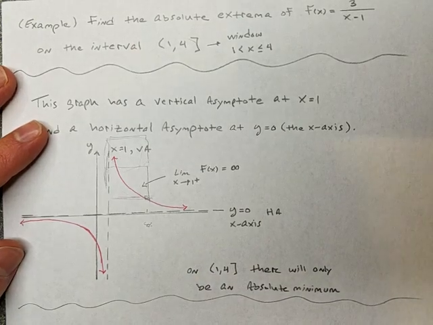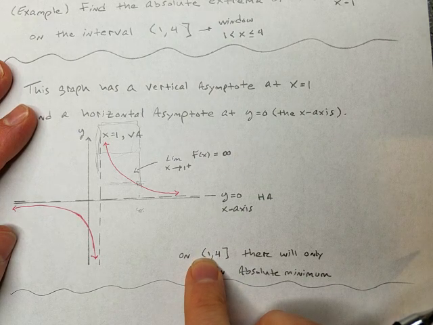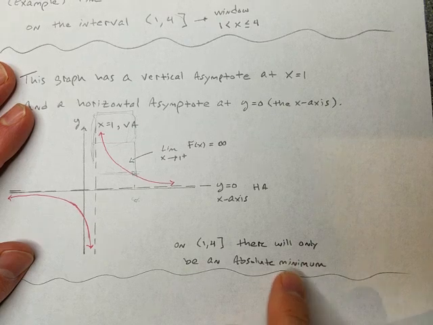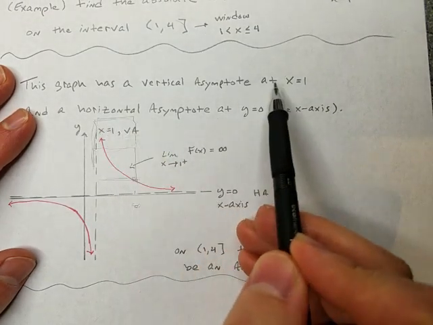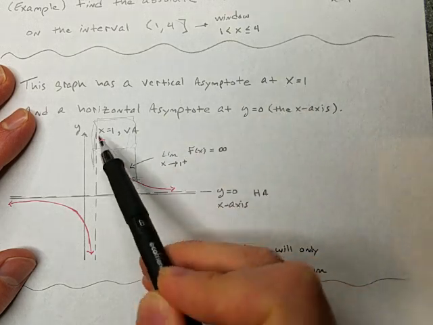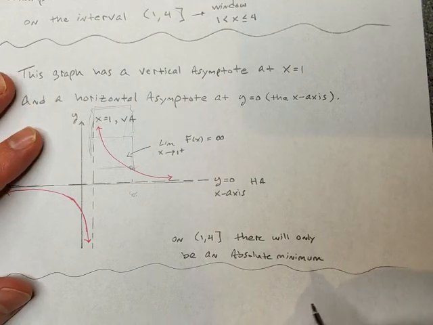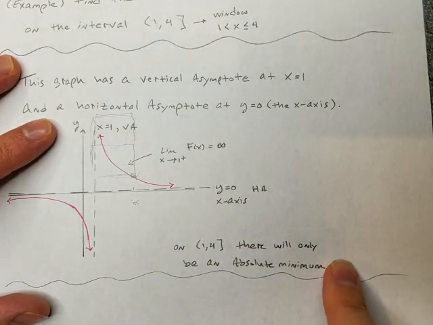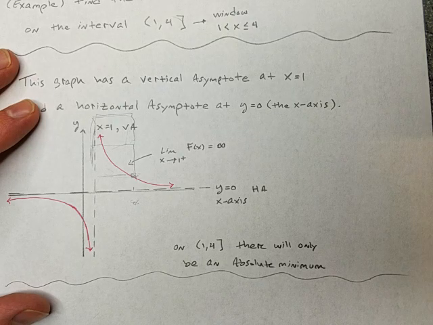So on the interval from 1 to 4, not including the 1, including the 4, there will only be an absolute minimum. There won't be a maximum because the curve shoots up to infinity at 1. Without even getting to the 1, it's just going to climb up to infinity as you go in that direction. So that's what the picture looks like. That's my conclusion, since this graph is not that hard to sketch as it is.